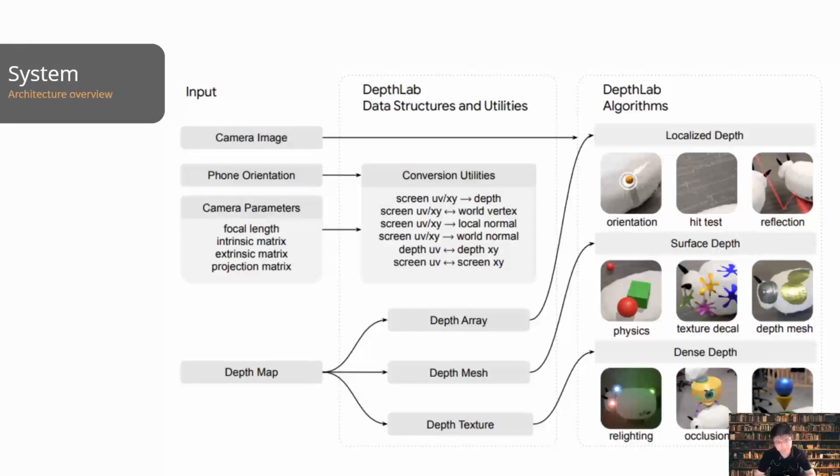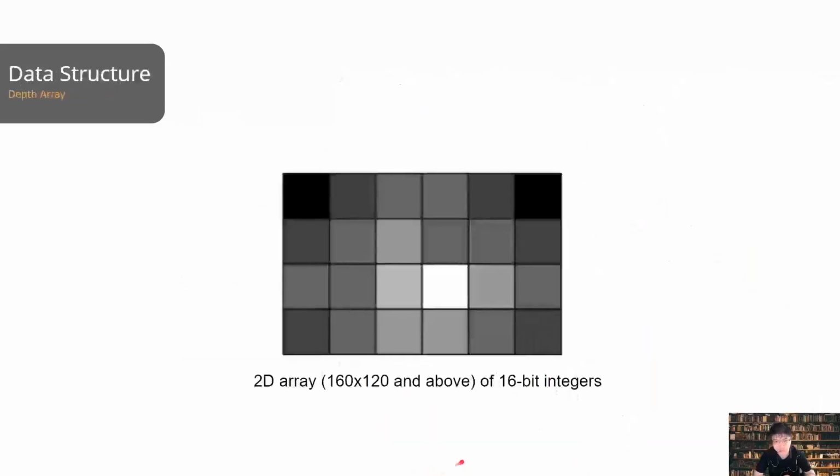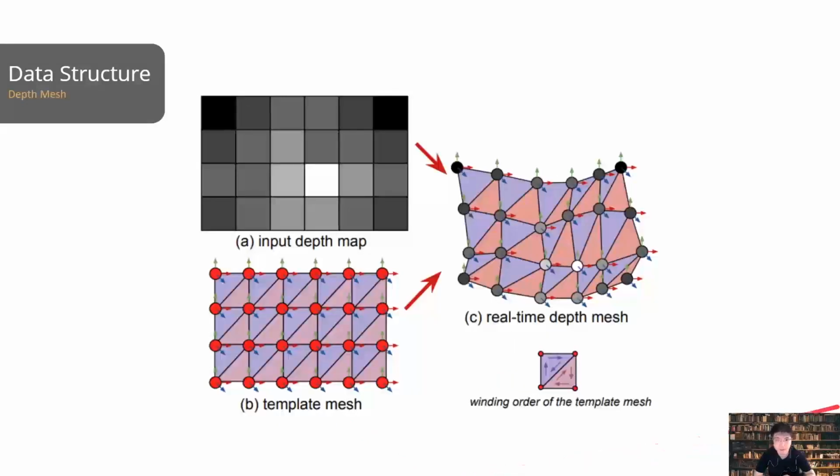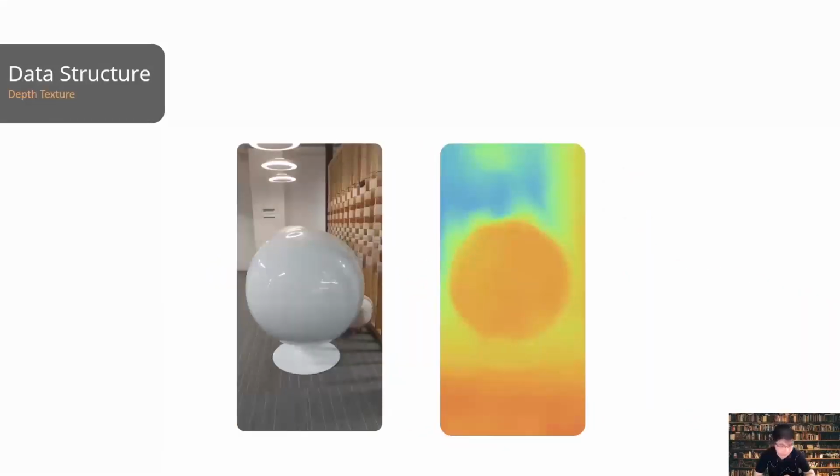When developing DepthLab, we architected and implemented a set of data structures and real-time algorithms for mobile AR developers. We generated three kinds of data structures: depth array, depth mesh, and depth texture. Depth array stores depth in a 2D array of 16-bit integers on the CPU, which is typically 160 by 120 pixels and above. Second, depth mesh is a real-time triangulated mesh generated directly from the depth map. We'll introduce later how we generated the depth mesh. Third, depth texture, which is basically a GPU texture decoded from the depth array and interpolated to larger resolution.